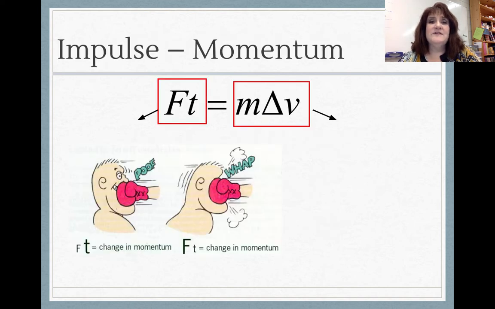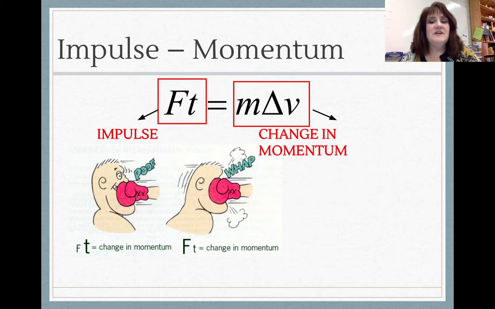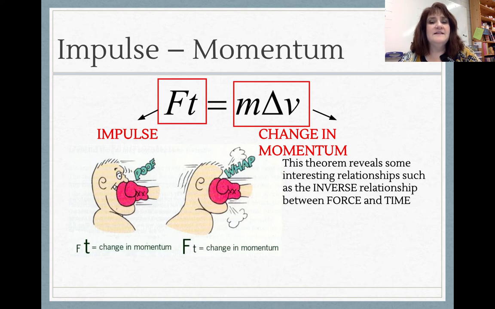Now, in your notes, there is a relationship between impulse and momentum. Impulse, Ft, is equal to the change in momentum. So this theorem, that impulse is equal to a change in momentum, reveals some interesting relationships, such as the inverse relationship between force and time. You can have a big force over a little time or a smaller force over a longer time.